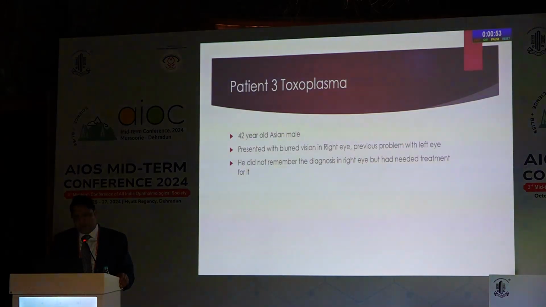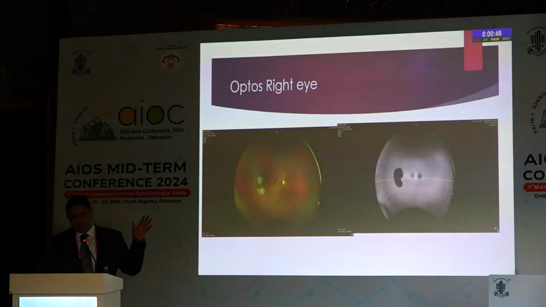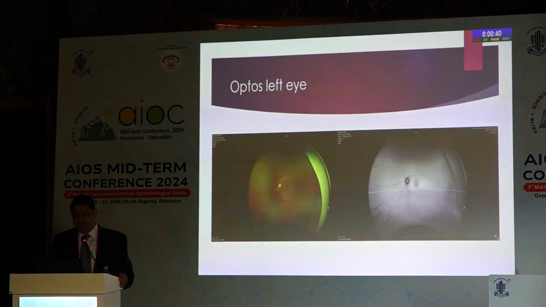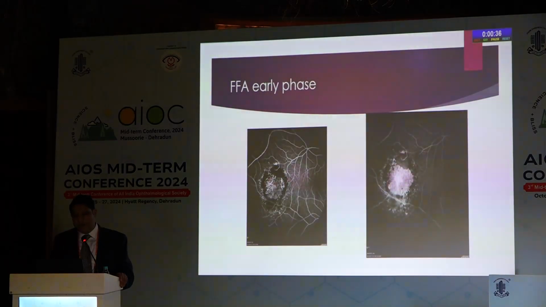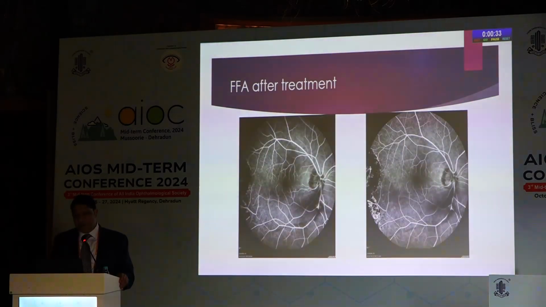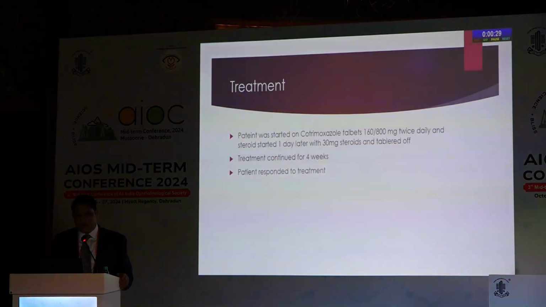Another patient, a 42-year-old Asian male, presented with blurred vision, and previously had some eye problem. These are the Optos pictures. You can see a scar with some active lesion just below it, which is very well documented on the autofluorescence picture. The left eye is fine. Basically, if we do a fluorescein, that lower area stains quite heavily. So this is active toxoplasmosis.